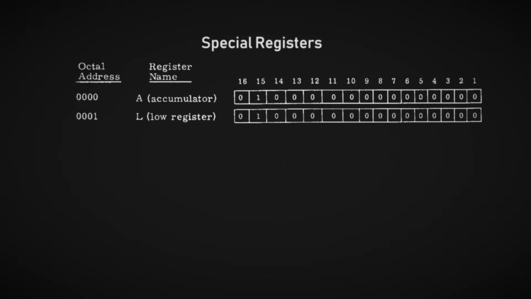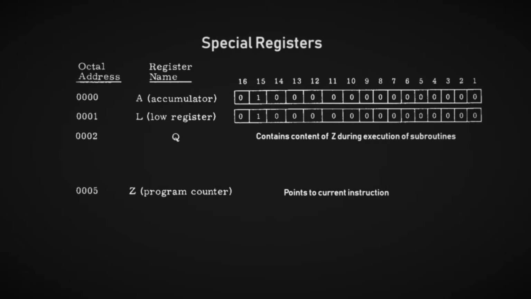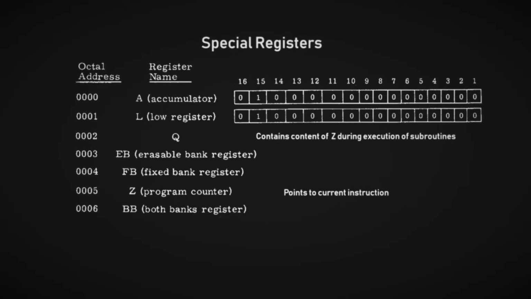The next 2 important registers are the Q and the Z register. The Z register is the program counter. When we execute a program, we have to store the address of the instruction we want to execute next. Whenever we want to call a subroutine, the content of the Z register will be stored in the Q register. When we return to the main program, it will continue at the address stored at the Q register. You already know about the next 3 registers. They are used for memory banking. The last of the special registers is not associated with any storage. When we read it, we will only return zeros.